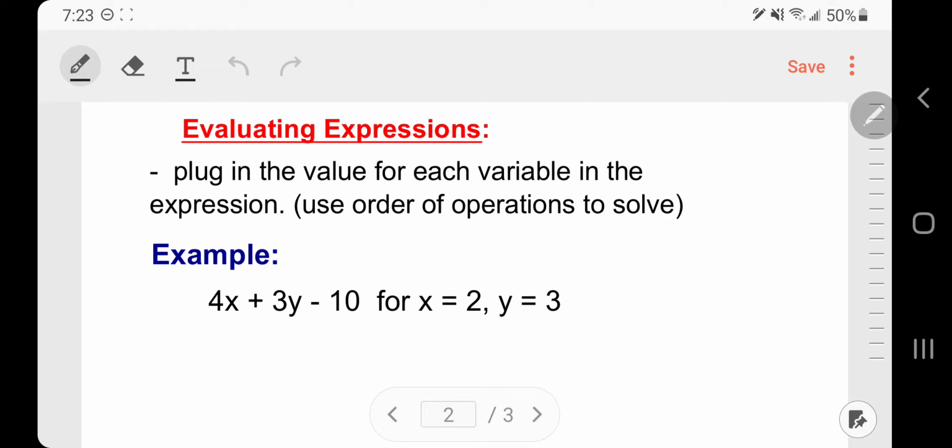That's just an example of a basic expression. Okay, so when you're evaluating expressions, what you're doing is you're substituting values. Okay, here we have x equals 2 and y equals 3 into your expression and using the order of operations to evaluate or solve for our solution.